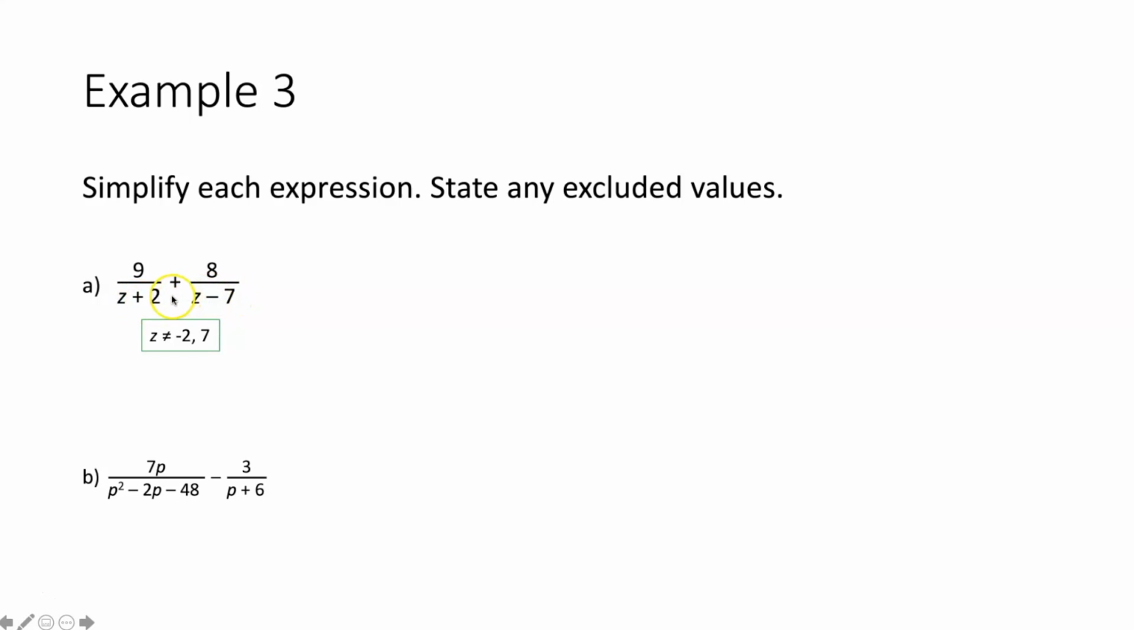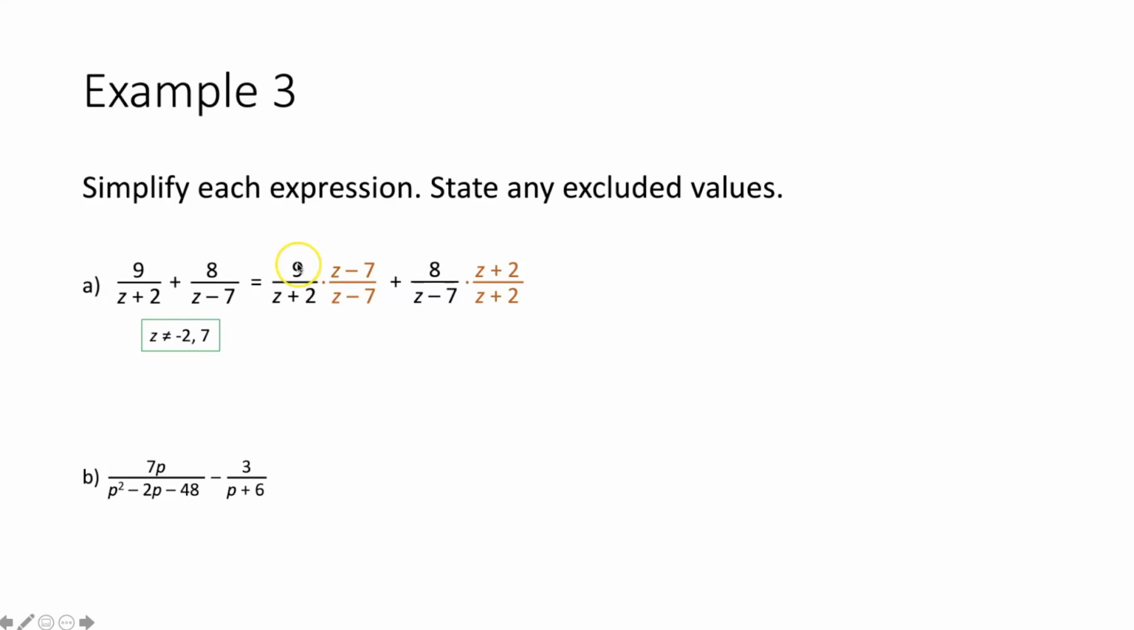Well, when it's like this, we just multiply this fraction by z minus 7 over z minus 7. We multiply this fraction by z plus 2 over z plus 2. The reason is because this is a form of 1, so it doesn't actually change our fractions, but it does make them have a common denominator, z plus 2, the quantity, times z minus 7.